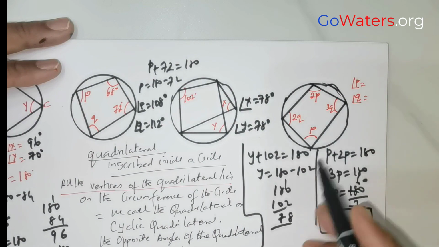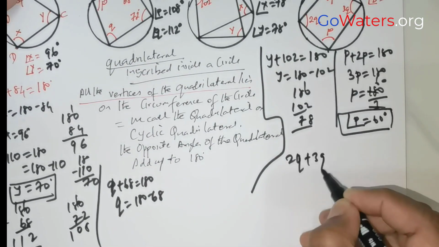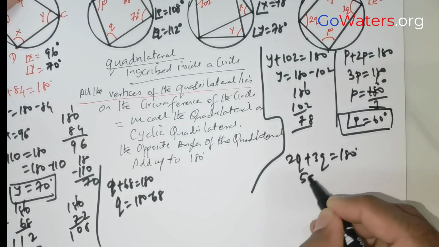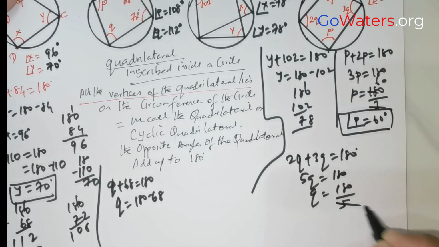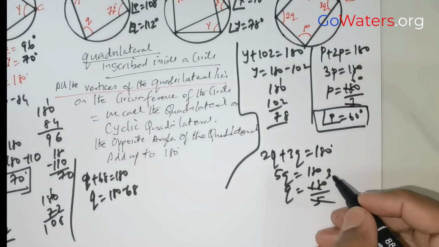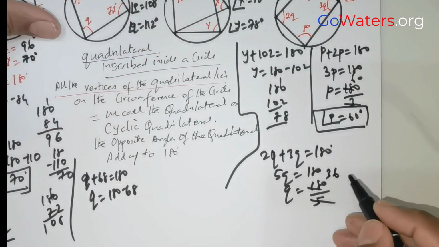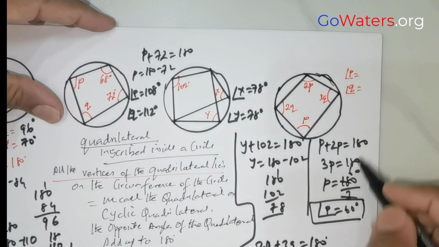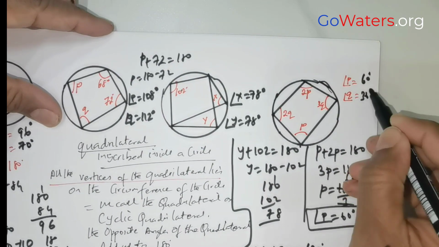Now over here, opposite sides add up to 180. So 2Q added with 3Q is 180. So 5Q is 180. So Q is equal to 180 over 5. 5 3s are 15, and you carry 3. So that means 36 degrees. So P is 60 degrees and Q is 36 degrees.